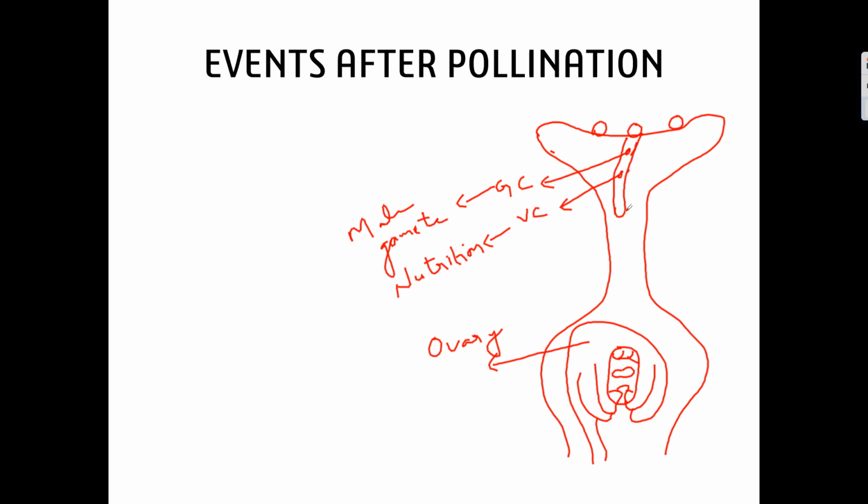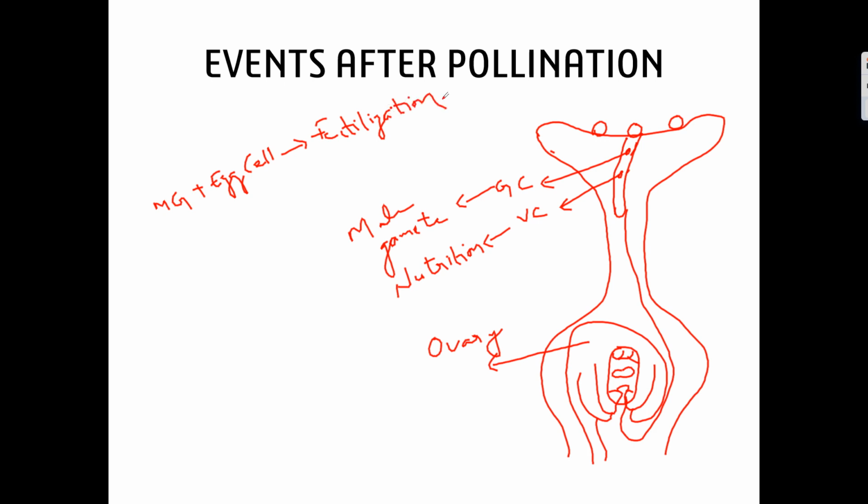As the pollen tube keeps growing through the micropyle region, it will enter and the male gamete will fuse with the egg cell. What is happening here? The fusion of male and female gamete is called fertilization.